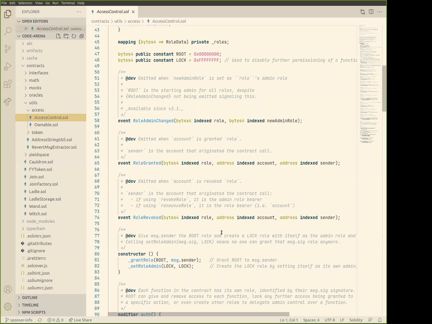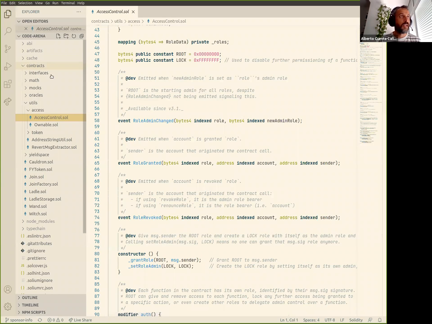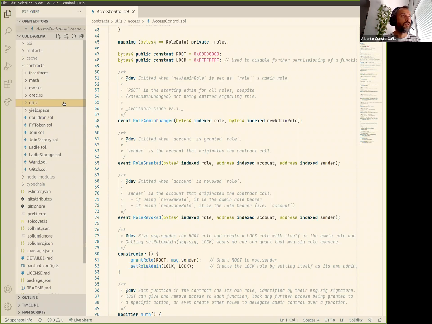Got it. Okay. And the fact that we can use that to lock the permissioning of a function, I think is quite powerful, and it's something I would actually like to use in this journey towards decentralization. Okay, good. So those are the utilities that we should talk about.